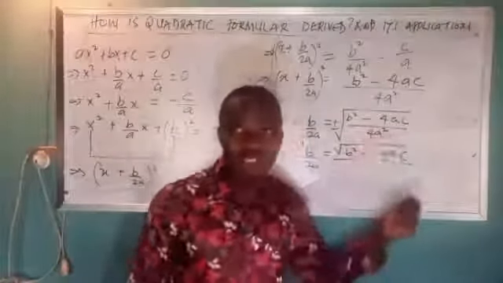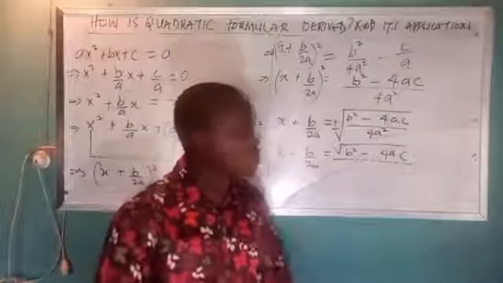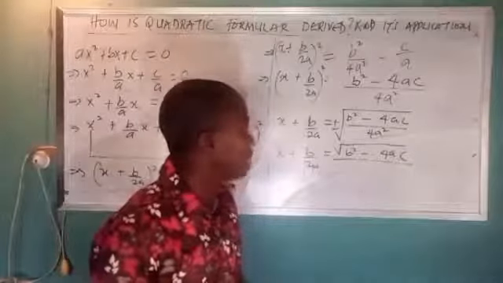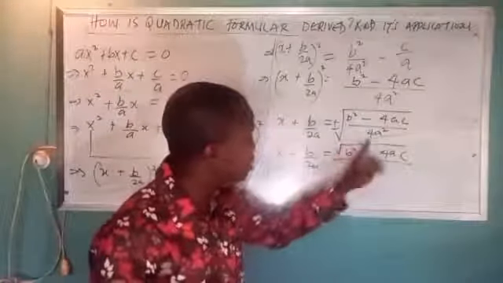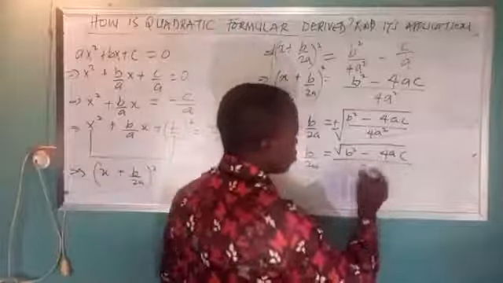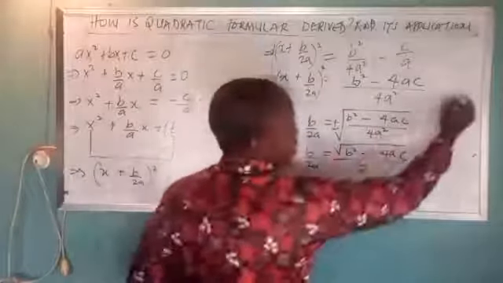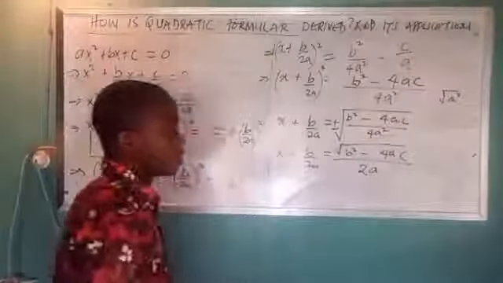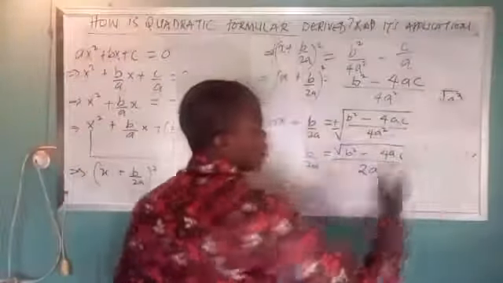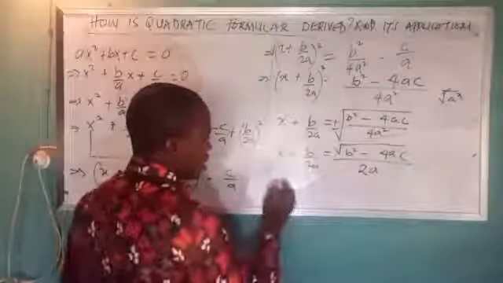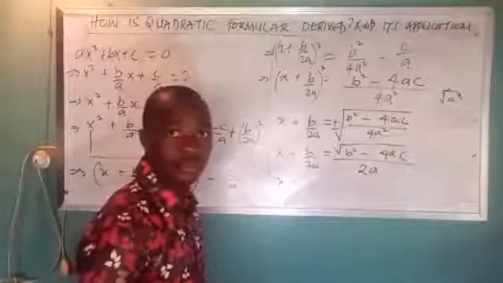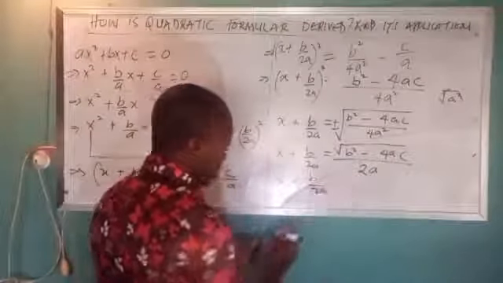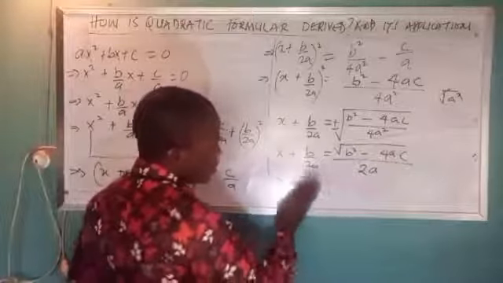b squared minus 4ac over, look at this one, we have 4a squared. The denominator 4a squared is a perfect square. When you have a perfect square and the square root together, something must happen. The square root of 4 is 2, while the square root of a squared is a. So we have a here. Are you getting what I'm saying? Because the square cancels this. So now we have x plus b over 2a.